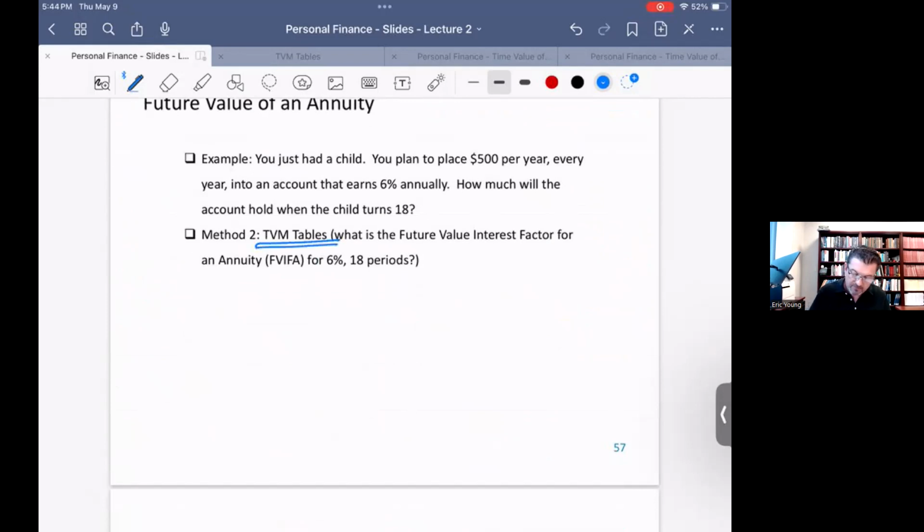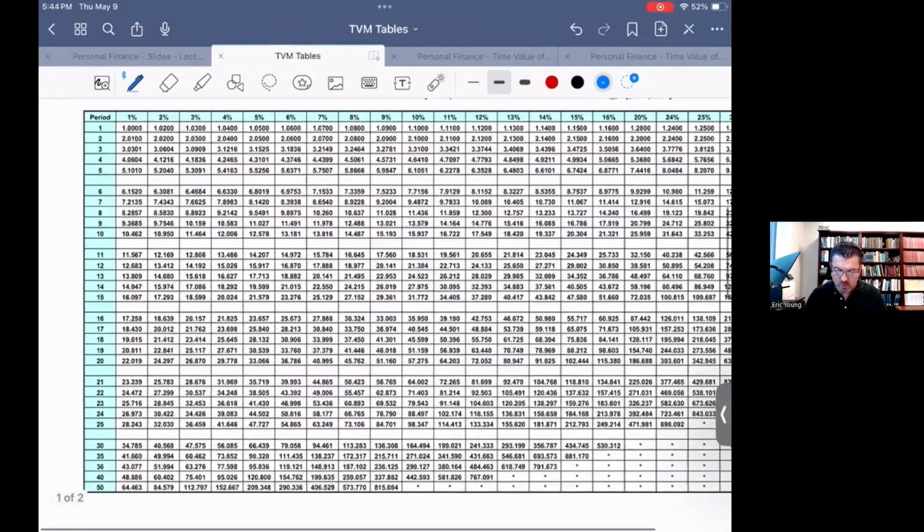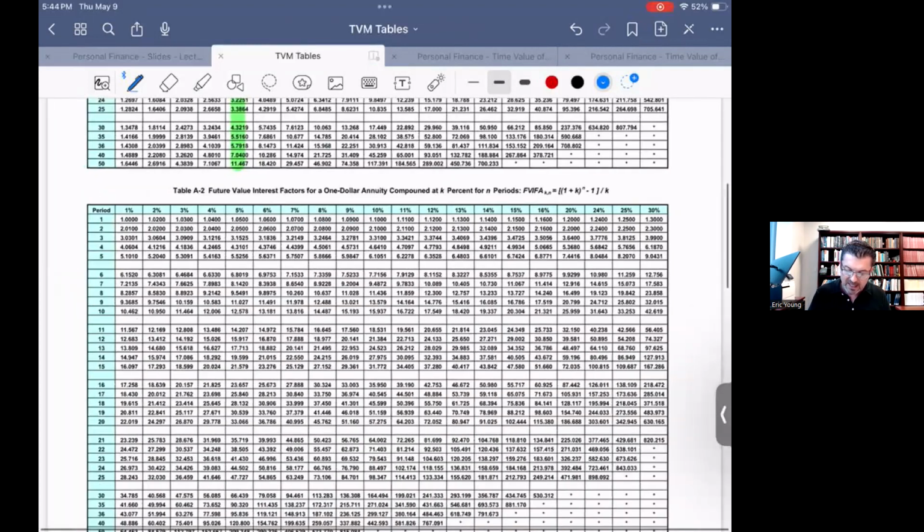Here it comes. The future value of an annuity is equal to the payment multiplied by the future value interest factor for the annuity for a given N and I. Now, in this case, we need to find the FVIFA, the future value interest factor for an annuity for 18 years and 6%. Let's go to the tables. This was A2. Future value interest factor for an annuity.